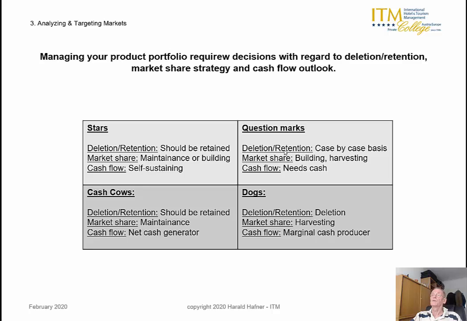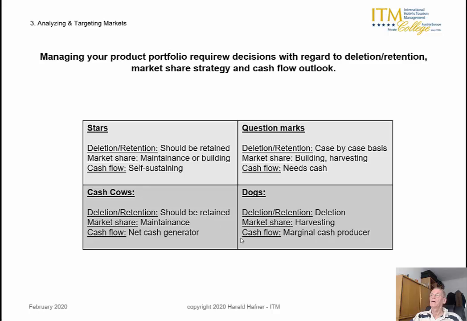Let me go now to the next quadrant, the cash cows. The cash cows are those products that actually produce cash, which we can invest into question marks or even sometimes stars. So therefore, the deletion and retention decision, they should be retained. The market share should be maintained, and you should be aware that cash cows are net cash generators. This is why they're called cash cows.